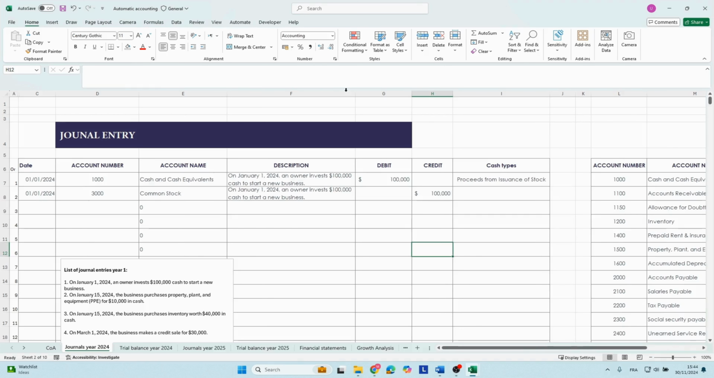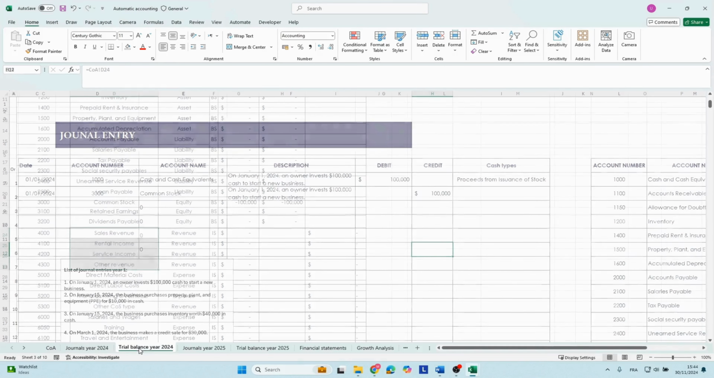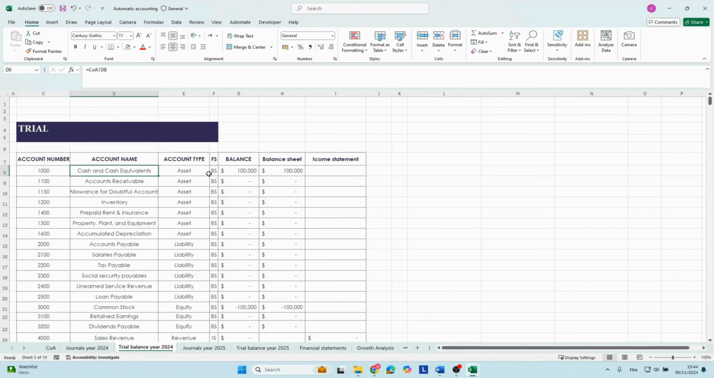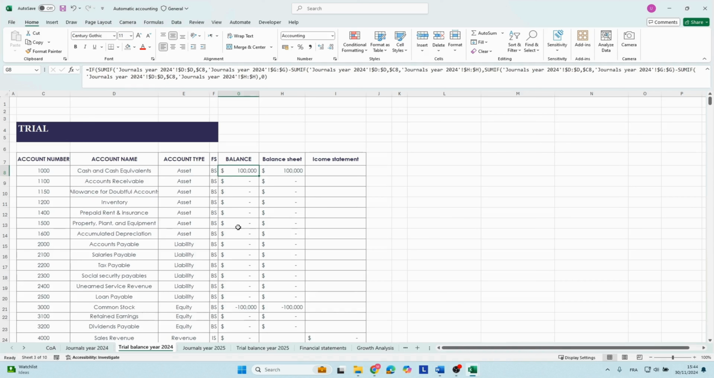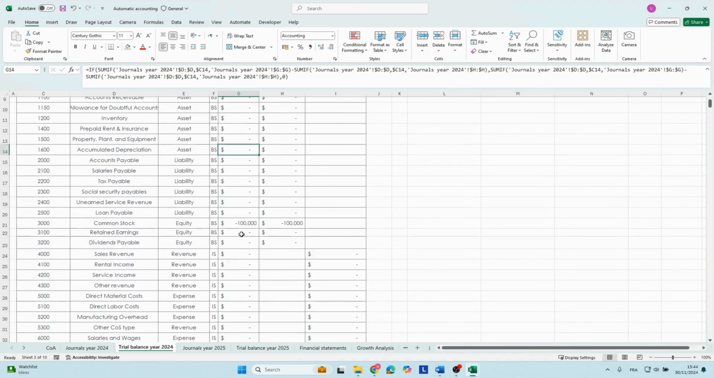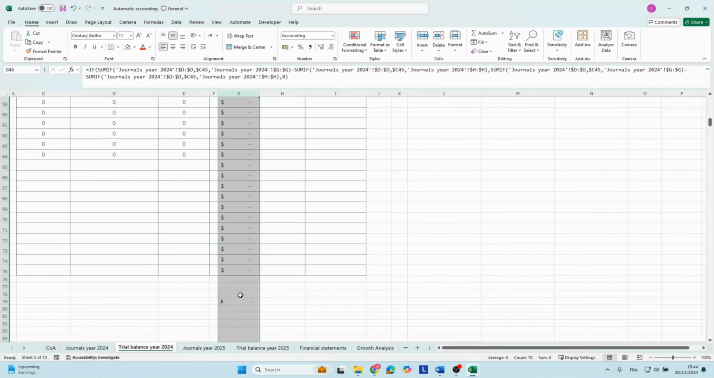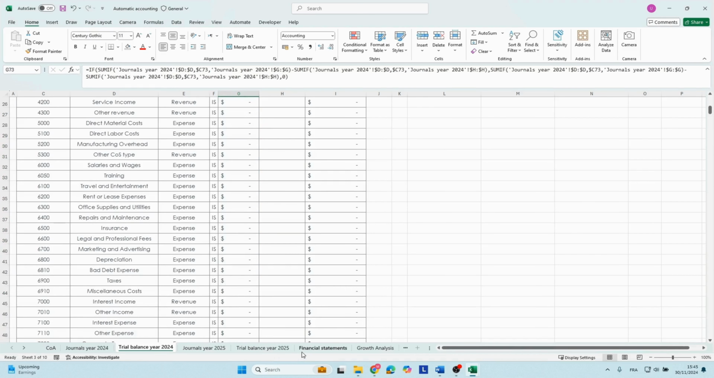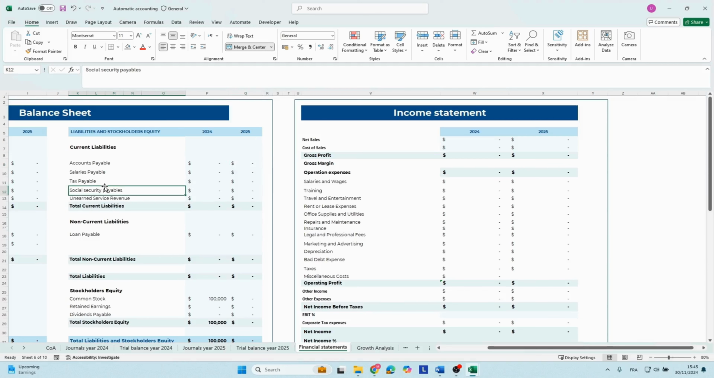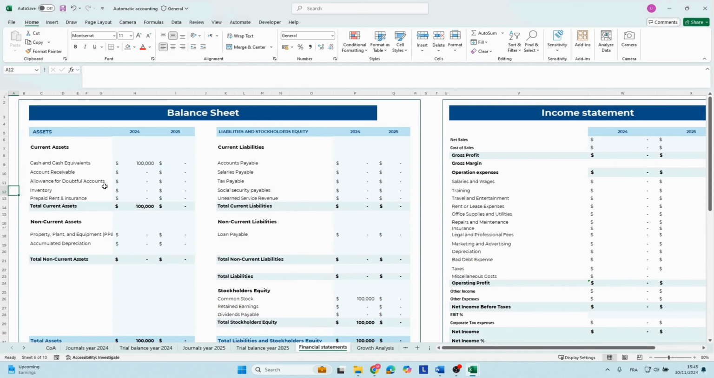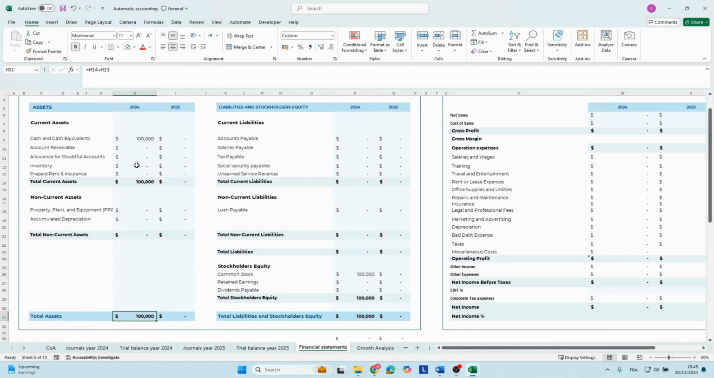Now let's start making the analysis. We go to the trial balance, and we see that cash and cash equivalent increased by 100,000, and common stock is minus 100,000. The total for the trial balance should always be 0 because debit equals credit. Then we look at the financial statements, and you see how it looks right now. Assets increased by 100,000. This is the first amount that we book in our accounting, and our total asset is 100,000.